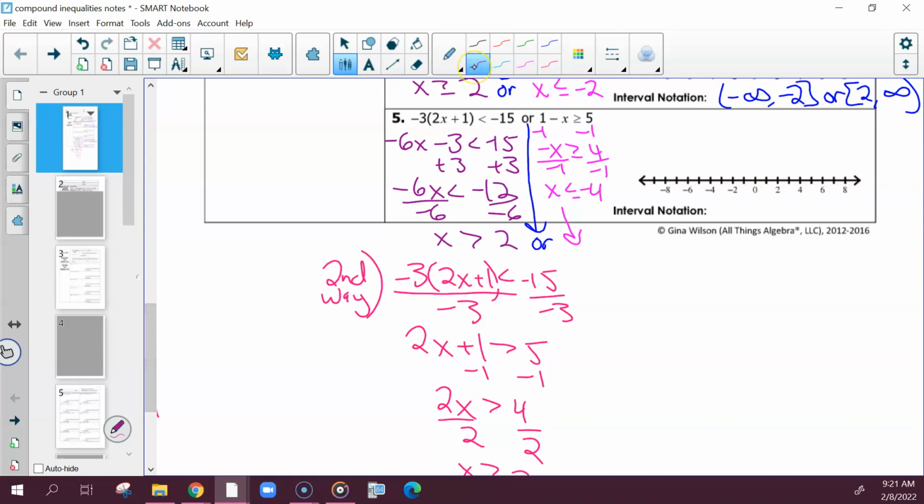Right, so for the first one, we have x is greater than 2, so that would be open circle to the right. And then the second one, x is less than or equal to -4, closed circle to the left. So our interval notation would be -∞ to -4 with a bracket, or 2 to ∞, both those circles.